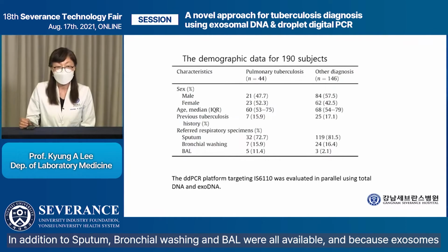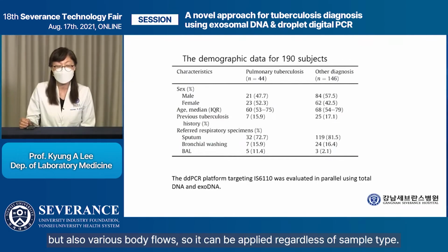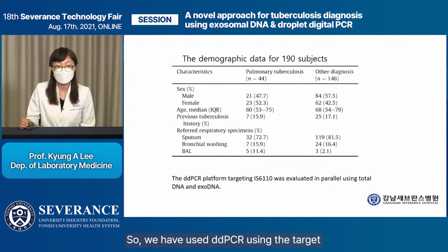In addition to sputum, bronchial washing and BAL were all available, and because exosomes themselves are very ubiquitous, we have the advantage of being able to isolate them not only from blood but also from various body fluids, so it can be applied regardless of sample type. So, we used ddPCR with the target most commonly used to detect tuberculosis.